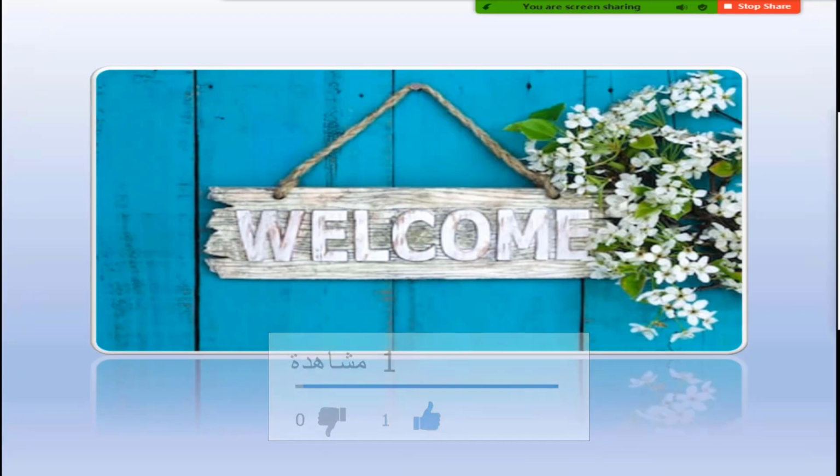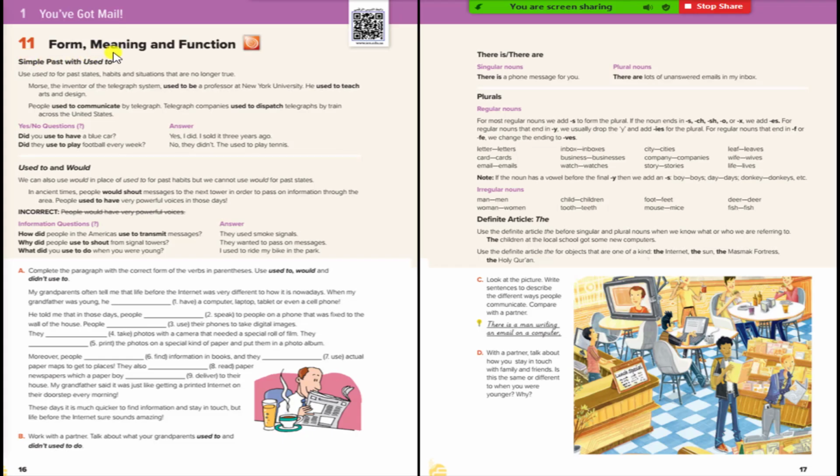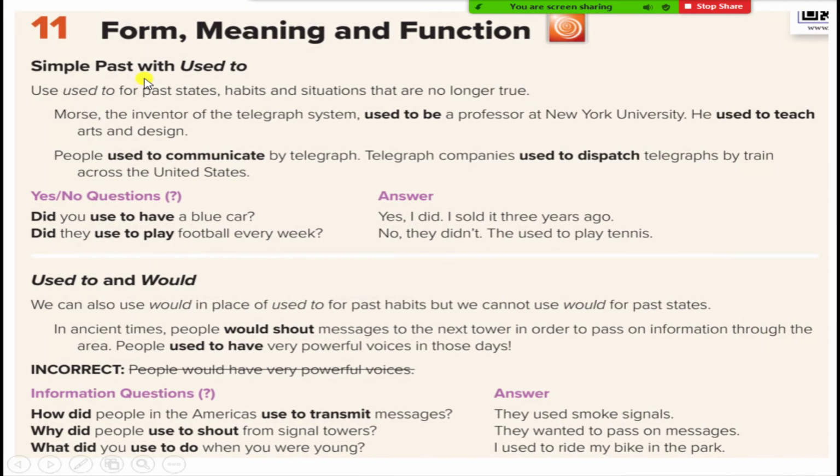We will study lesson 11, form, meaning, and function, page 16 and 17. In our lesson today, we will study simple past with used to. Use used to for past states, habits, and situations that are no longer true.